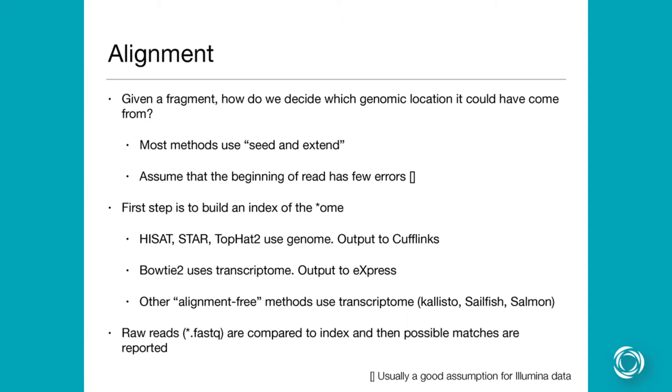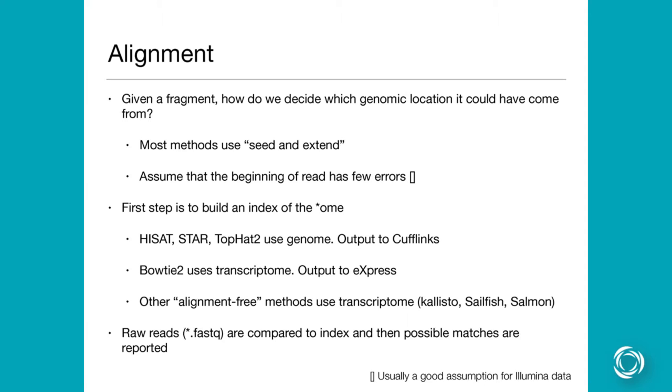And if you're using a tool like Express that works at the transcript level, I meant to put RSEM there, I totally forgot, but if you're using RSEM as well, you might use Bowtie or Bowtie2, and this aligns directly to the transcriptome. What I mean is that you take the cDNA sequences from the transcriptome. You don't take the genomic sequences, just the cDNA of the transcripts, and you align directly to that. So you would build a Bowtie index on the FASTA file that comes from Ensembl, for example.